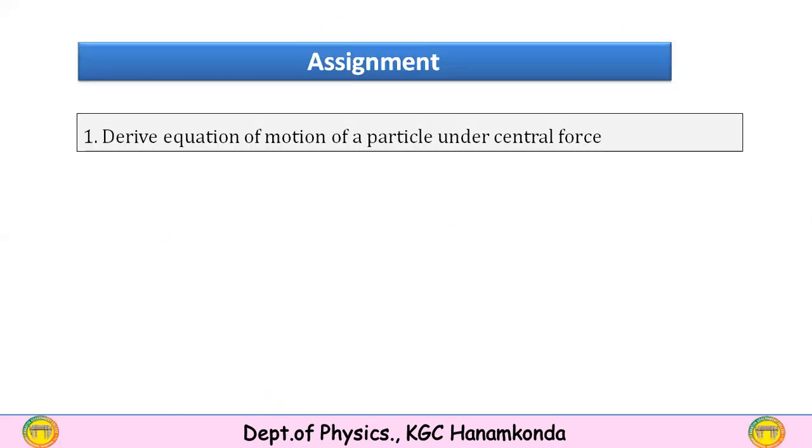Now the time for assignment. Derive the equation of motion of a particle under central force.